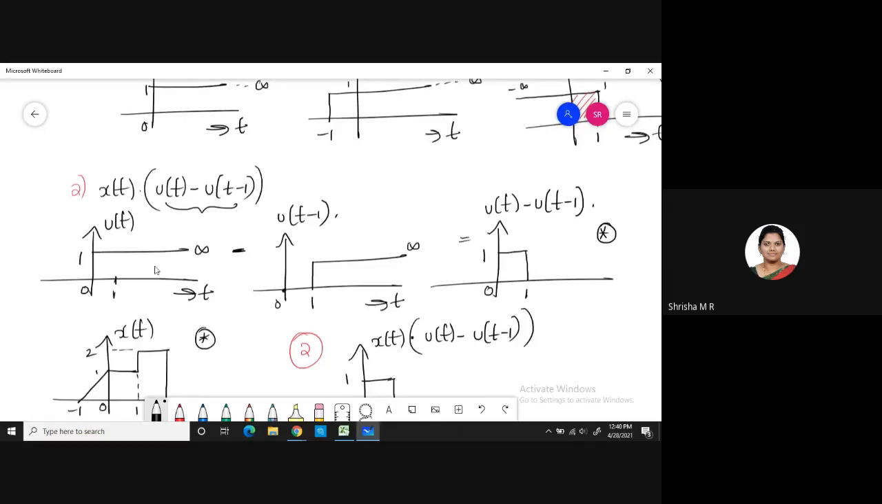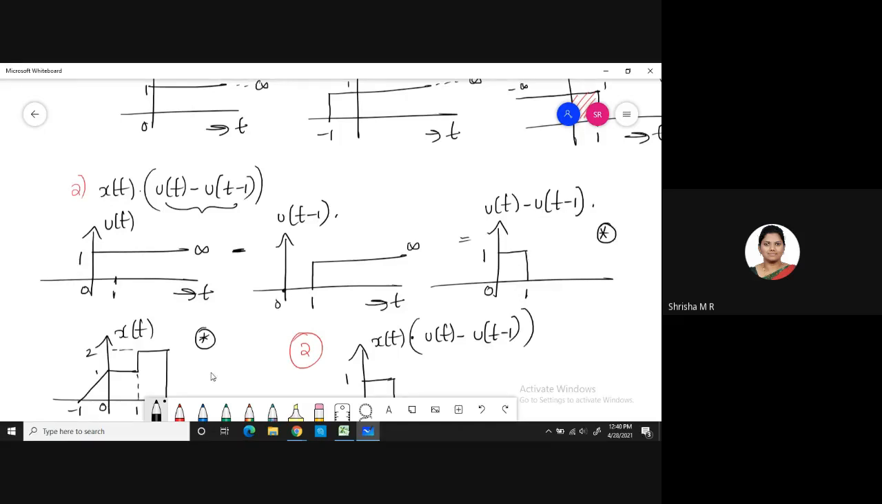If you subtract u of t minus u of t minus 1: u of t is a signal starting from 0 and it goes up to t equal to infinity with amplitude 1 only. And u of t minus 1 is a shifted version of u of t. K is negative, so right shifting, the signal is occurring 1 second late. So if you subtract these two, check the amplitude here at 0. Here you have 1, here you have 0. 1 minus 0 would be 1. At 1 you have 1 here, here also you have 1. 1 minus 1 would be 0. So this is u of t minus u of t minus 1.